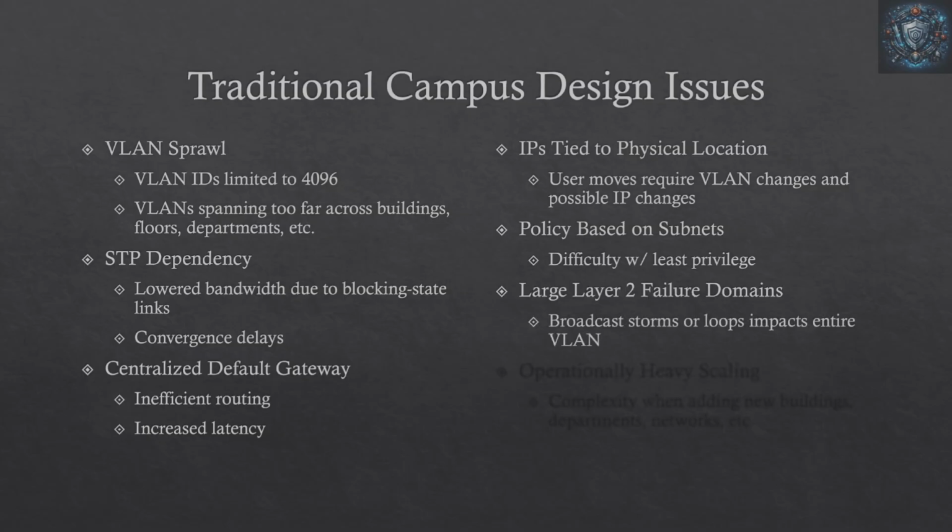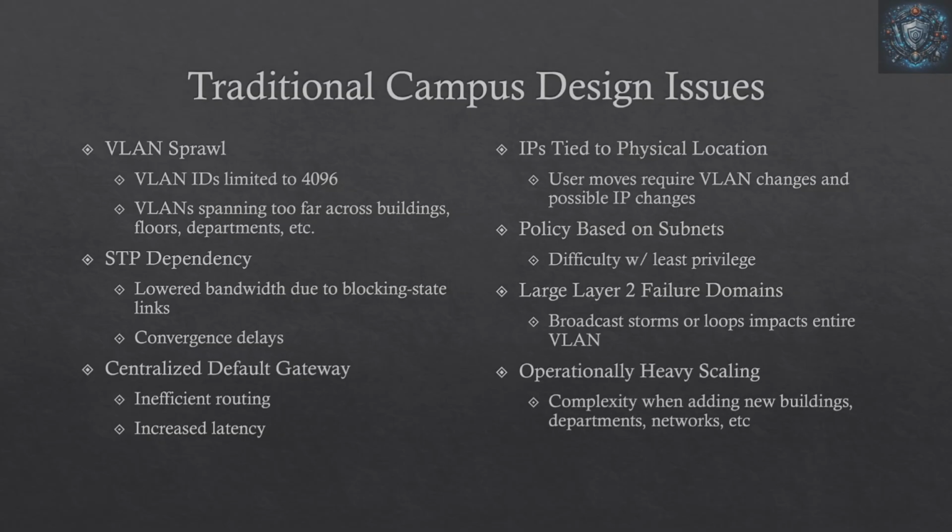Next, we have large layer 2 failure domains, which means that if there is a broadcast storm or a routing loop, that's going to impact that entire VLAN segment. It's not going to impact just one or two users. It's going to cause degradation or a complete outage for an entire VLAN.